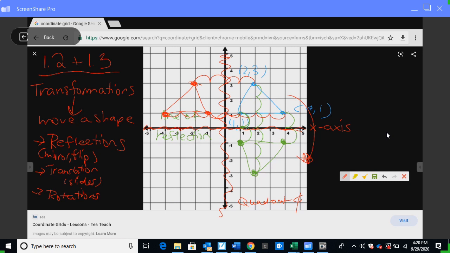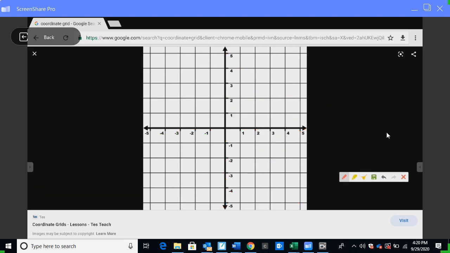We can reflect on the y-axis, we can reflect on the x-axis. The trouble comes when we need to reflect on a different line. So let's say I ask you to reflect a shape on x equals -2. I'm going to draw a shape here. I've got -1, -1. This one is -1, 1, and this one is 0, 2. And I'm going to connect this weird triangle here.